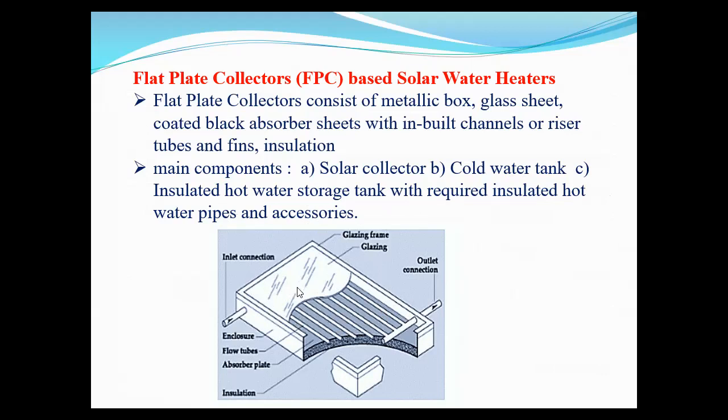Components of the flat plate collector consist of the inlet header, then we have the lower header from which we have the outlet, then glass sheet, then this is the aluminum box, then we have the absorber, and below the absorber is insulation at the bottom and at the side to avoid the heat loss.